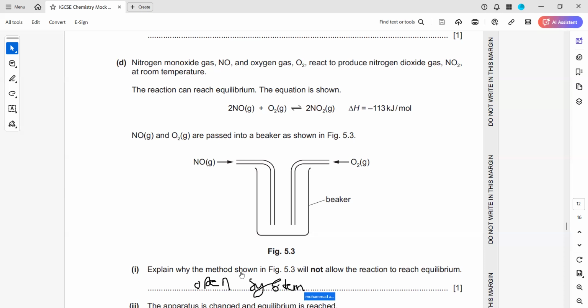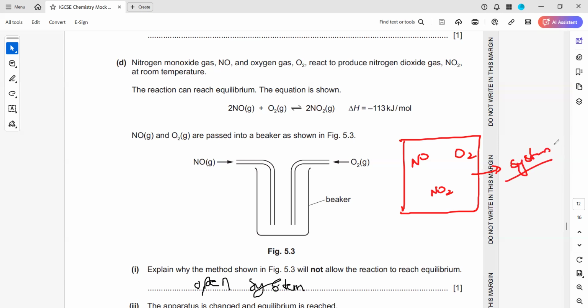Explain why the method shown in the figure will not allow the reaction to reach equilibrium. Look, what should we have in an equilibrium? We should have a closed container, meaning the reactant and the product should not escape. Like if we have nitrogen monoxide and oxygen, and they form nitrogen dioxide, the reactant and the product should not escape the mixture. Then it can reach an equilibrium, or we also say that we should have a closed system.